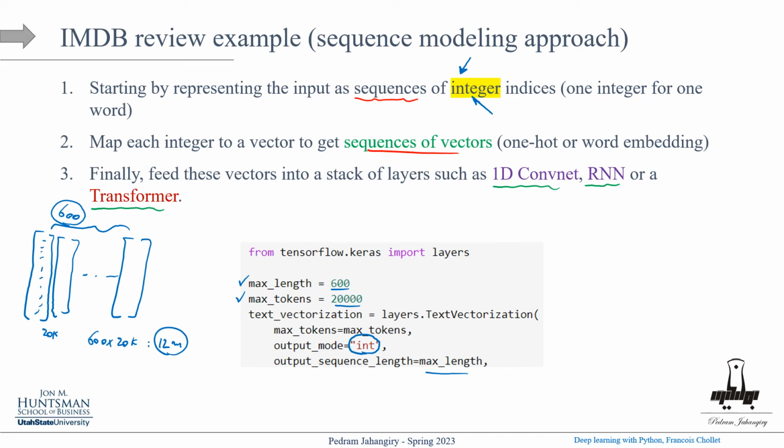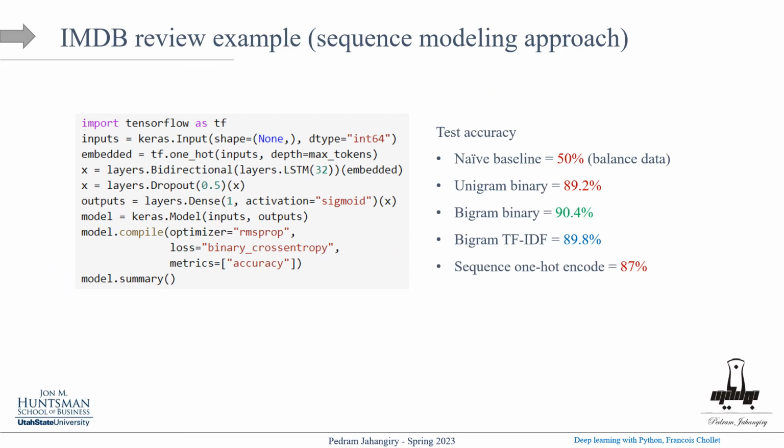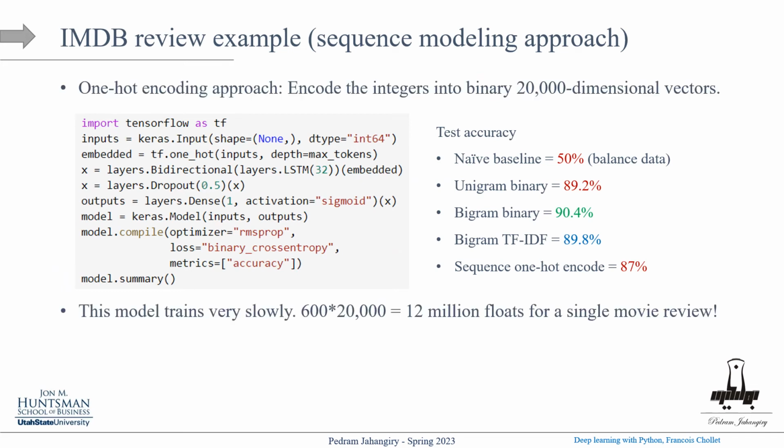However, let's do that. Let's see how it performs and if we can do better. Okay, we're going to start with one-hot encoding. So there you go, this is our one-hot encoding approach. Basically, we're going to encode integers into binary 20,000-dimensional vectors. This is the one that I showed you in the previous slide, right? That's going to be our input, and we're going to add this embedding layer by just doing one-hot encoding, again 20,000 dimensions.